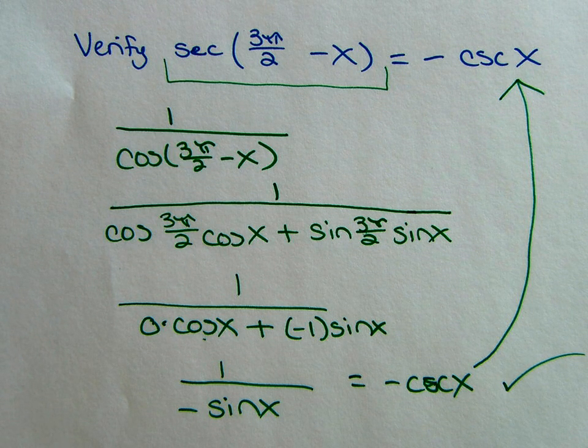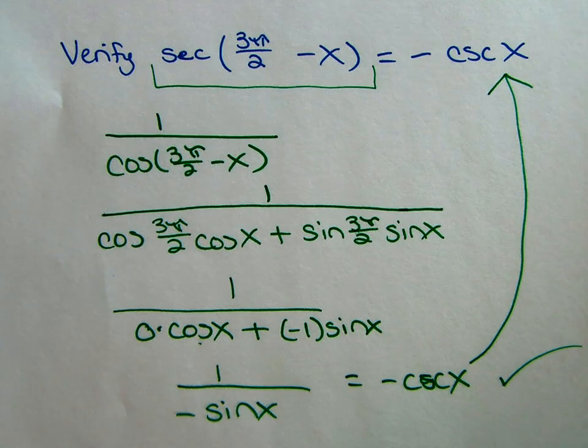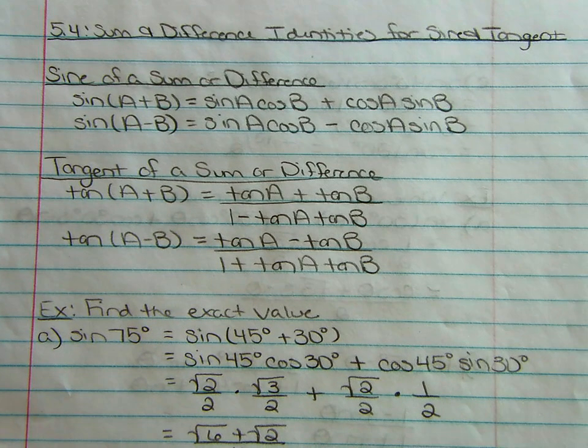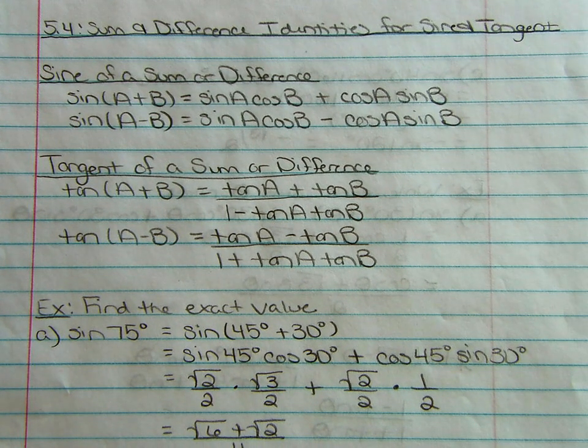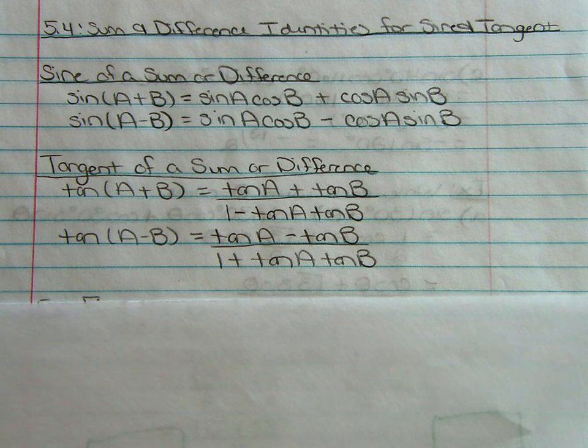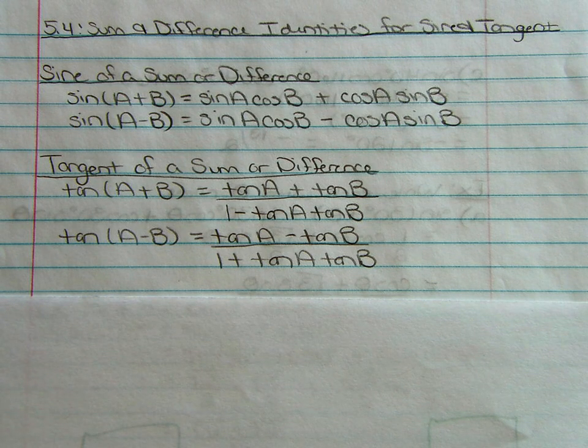All right, let's get down our sine differences and sums and our tangent differences and sums. Like I said, this was 5.3. 5.4 is the same identities. I mean, they're not the same because they're for sine and tangent. But we're going to be doing the same style of problems. We're just doing them with sine and tangents.